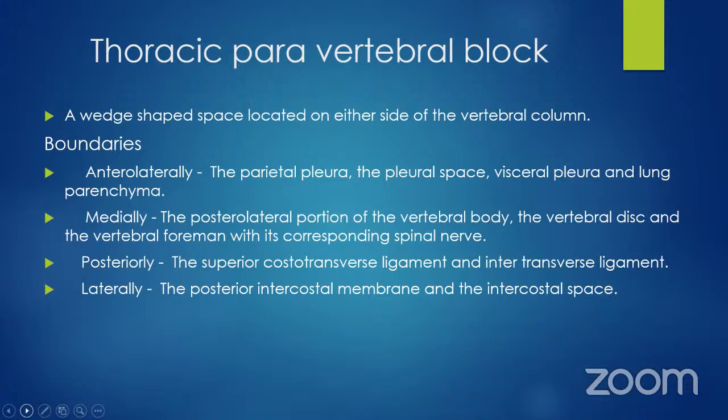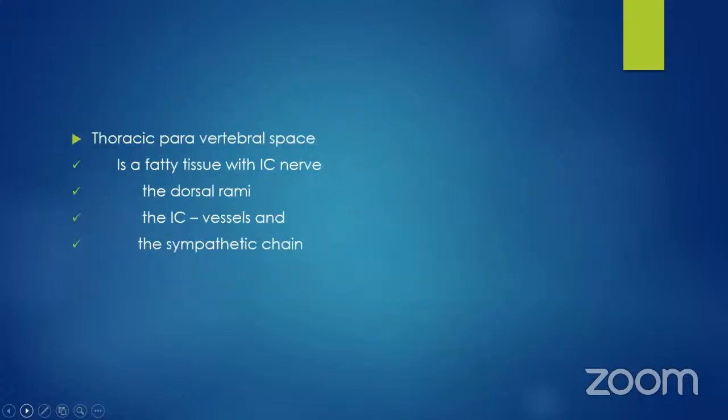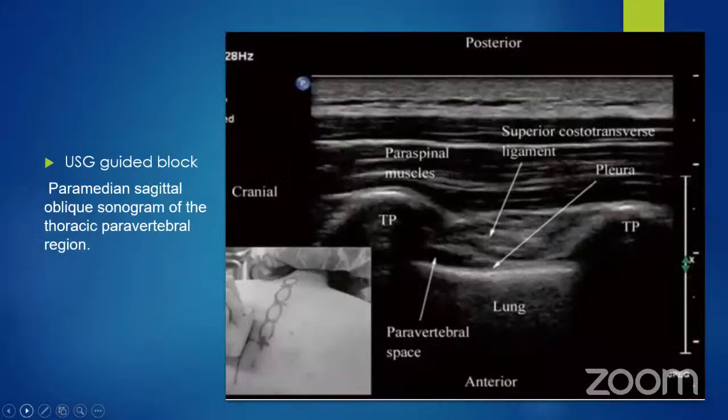And laterally, the posterior intercostal membrane and the intercostal space form its boundaries. The thoracic paravertebral space contains fatty tissue, which consists mainly of the intercostal nerve, the dorsal rami, the intercostal vessels, and the sympathetic chain. Thoracic paravertebral block can be given either in the transverse approach or the paramedian sagittal approach. It mainly blocks the trunks of the intercostal nerves.